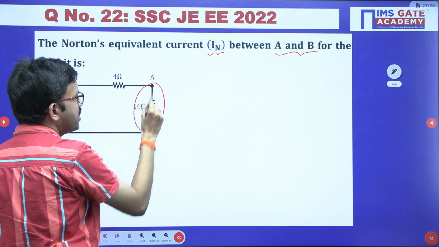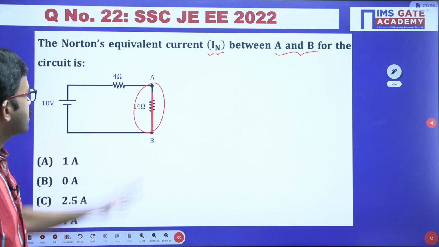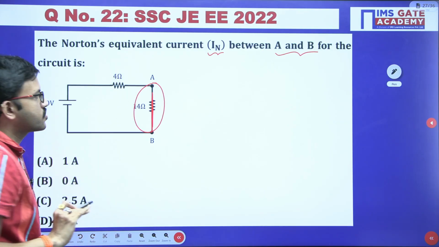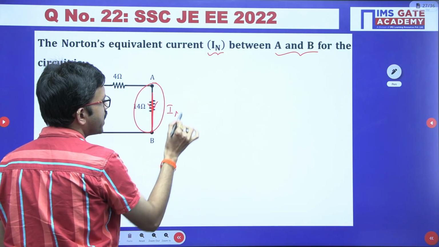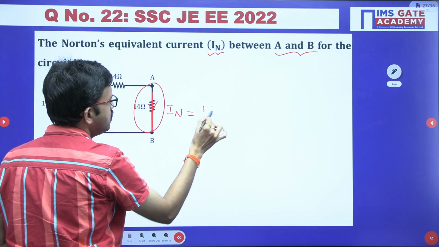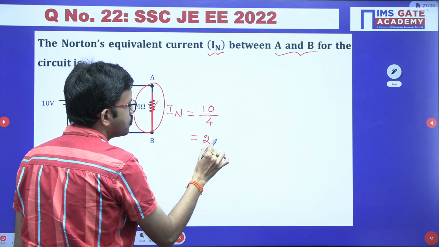We have to short the terminals. Okay, the moment you have shorted, you are having one voltage, you are having one resistor. That's all. In this shorted terminal, how much current is flowing? That is nothing but your IN. So that is equal to supply voltage 10 divided by resistance 4. 10 by 4, that is nothing but 2.5 ampere.